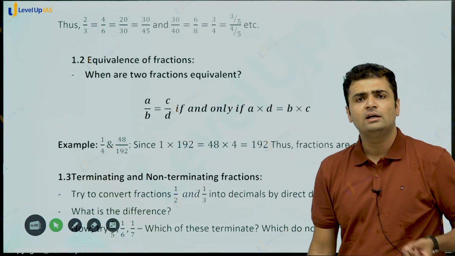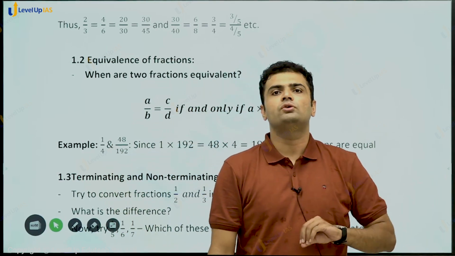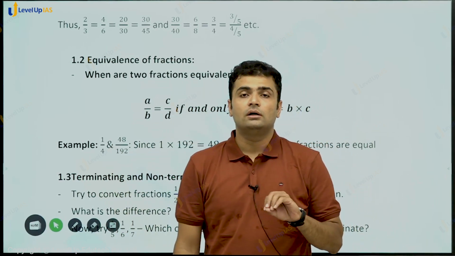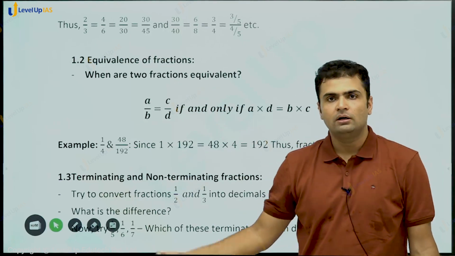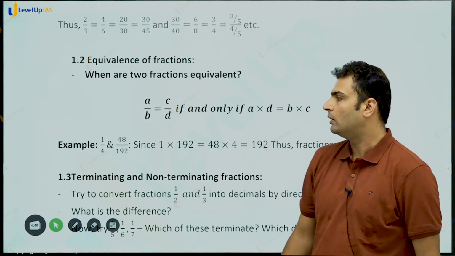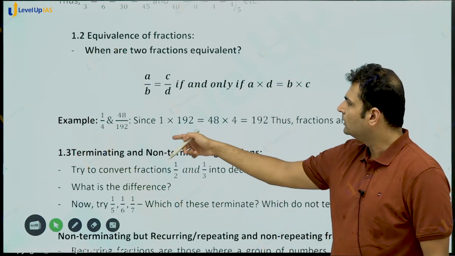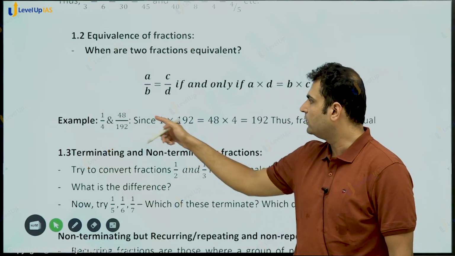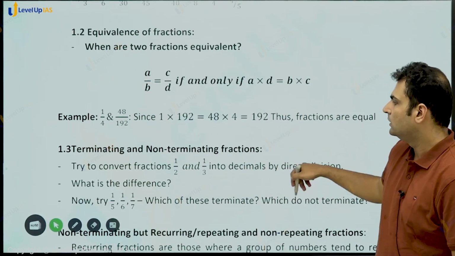तो चेक कैसे करना है कि ये दो फ्रैक्शन, if you are given two fractions and you want to check if they are equal or not, you just cross multiply and check. अगर cross multiplication same हुआ, then fractions are equal. So 1/4 and 48/192. So 192 into 1 is 192 and 48 into 4 is 192. So these two fractions are equal.